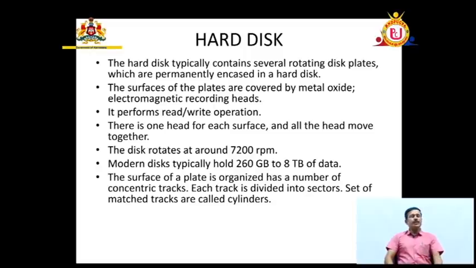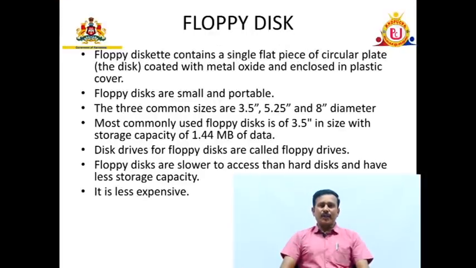Here also we use the tracks and sectors concept. Concentric circles are called tracks. Vertical bisections are called sectors. And the set of matched tracks are called cylinders. Next we'll move on to another secondary storage device, called the floppy disk. Nowadays floppy disks are not used for general applications because of their low storage capacity.